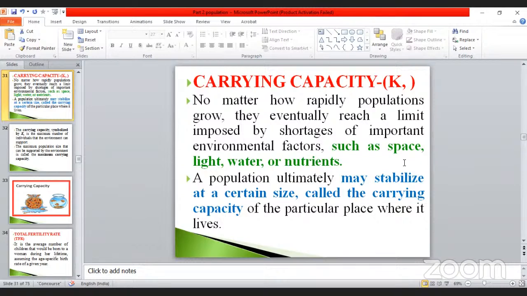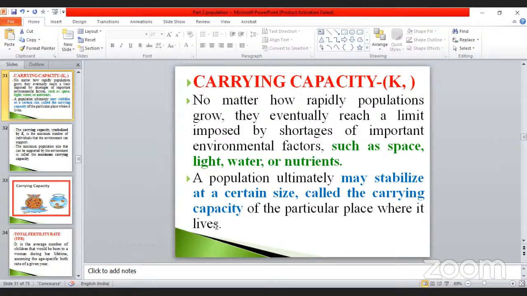See, space, light, water, and nutrients are very, very essential. Particularly, the population may ultimately stabilize at a certain size called the carrying capacity. The population means the number of people or animals or any other things, for example forest or aquatic animals, or human beings. It may stabilize. It's a constant. That's why it is given the symbol K, at a certain size called the carrying capacity of the particular place where it lives. That is very, very important, my dear students.